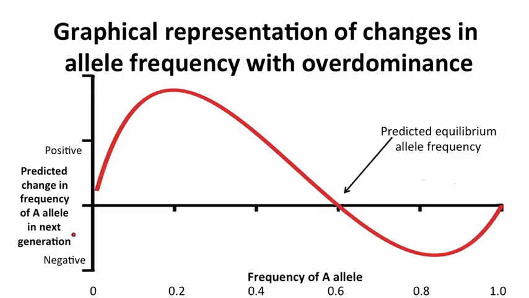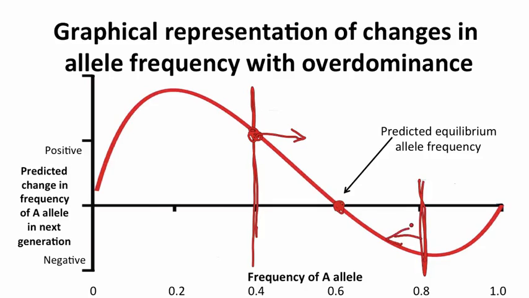So imagine that, in this case, the equilibrium allele frequency is 0.6. If you're at the actual frequency of 0.4, your predicted change in frequency of big A is what? In this case, your predicted change is positive, so it'll push you towards the equilibrium. If you're over here at 0.8, your predicted change in allele frequency is negative, so that pushes you in this direction.